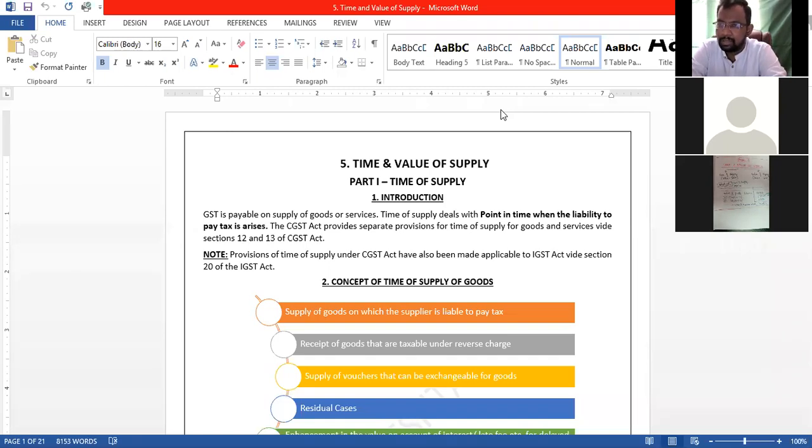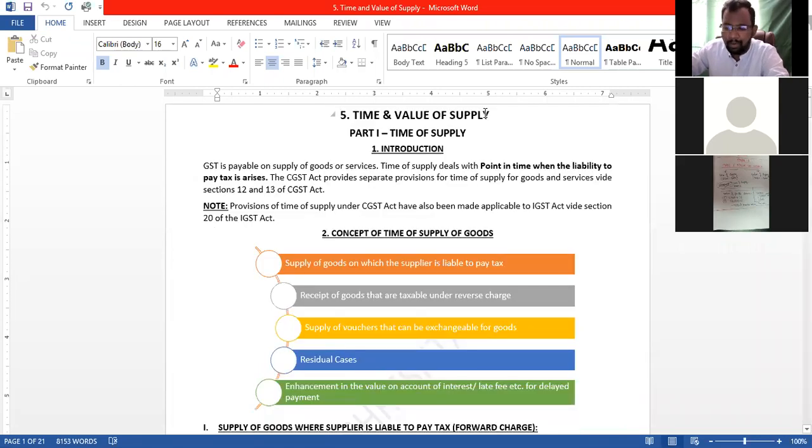Today's date is 11th of September 2020. On 11th of September 2020 you made a supply of goods or services. That means today the taxable event arises on you: the time of supply. Now when should I pay the tax? The payment of tax liability depends purely on your time of supply. Without knowing the time of supply, you cannot determine the due date for the payment of tax. So the time of supply determines when you are liable for the payment of tax.